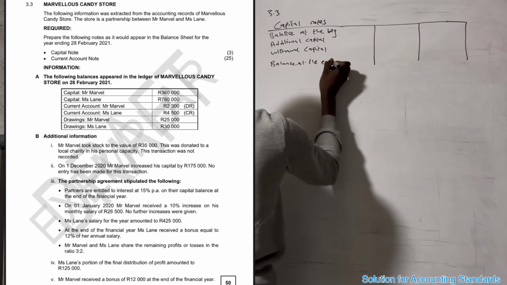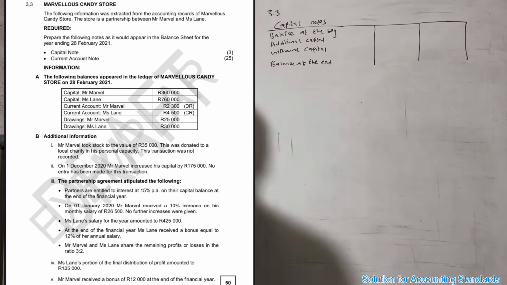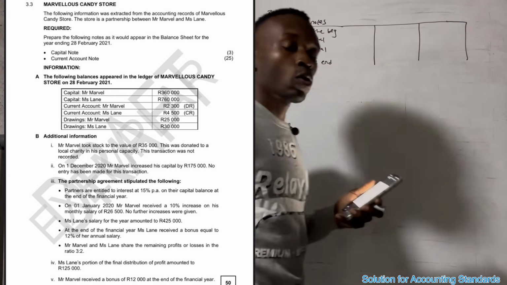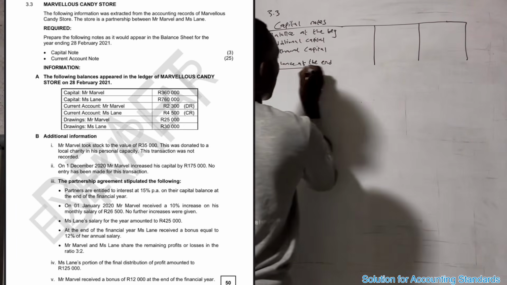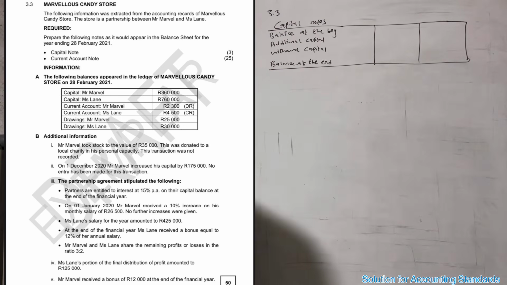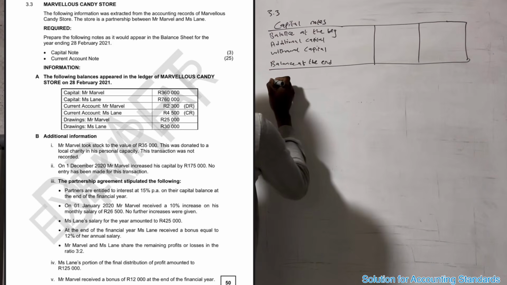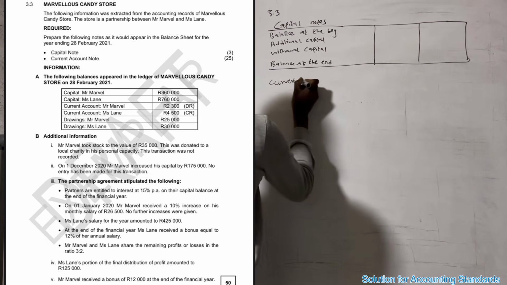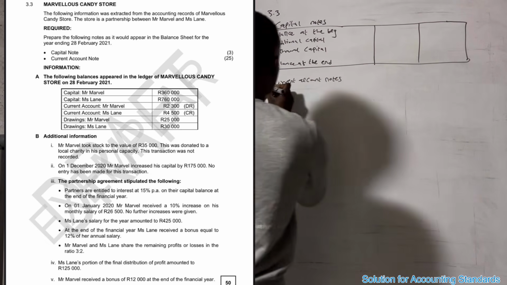Guys, never include withdrawal, a normal withdrawal of stock. We only include what? Capital withdrawal. Okay, it's gonna look like this. Remember, this is another question. It's not the same as what we were doing on the previous one. Then current account notes will look like this.